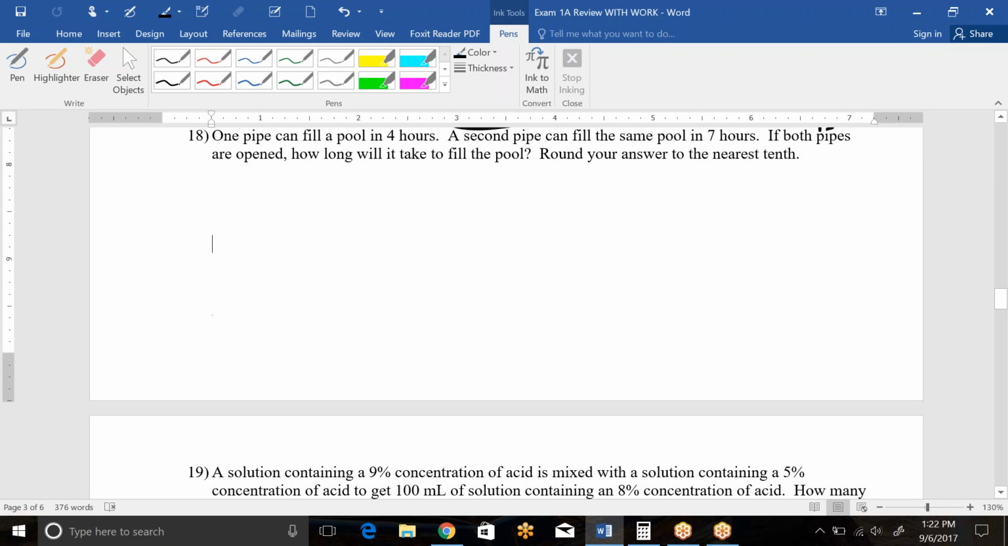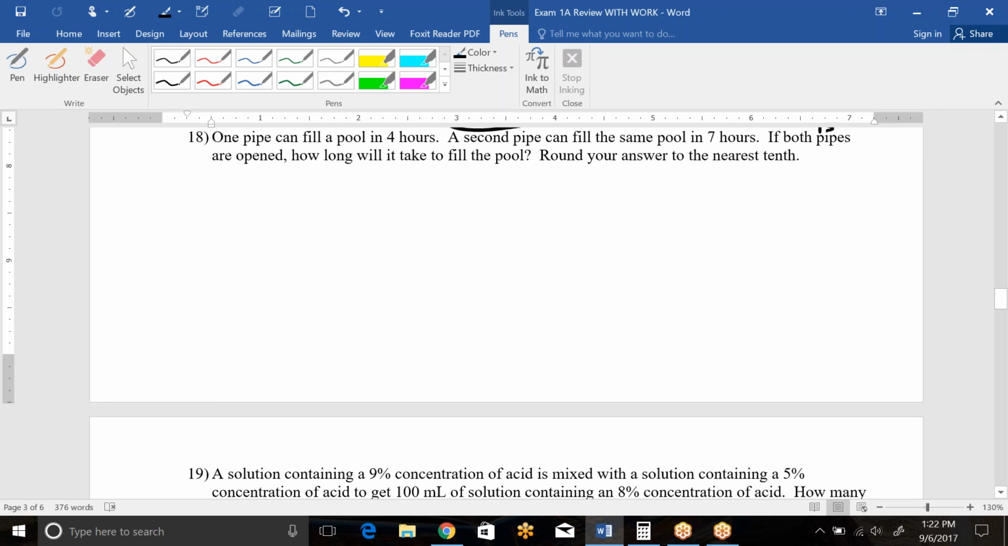Okay, number 18 is the work rate problem. We have that one pipe can fill a pool in 4 hours. A second pipe can fill the same pool in 7 hours. If both pipes are opened, how long will it take to fill the pool? So they're both working together in that last statement. So when we're talking about work rate, we need everything to be a consistent unit of job per time.